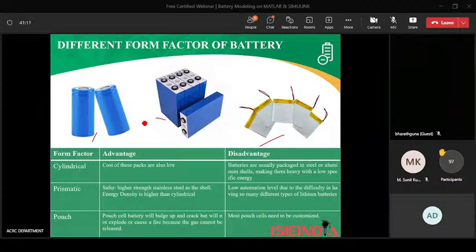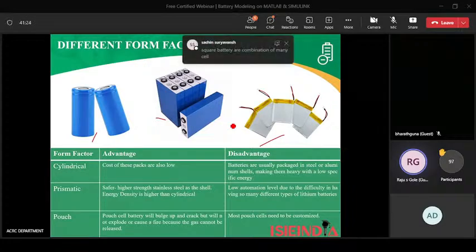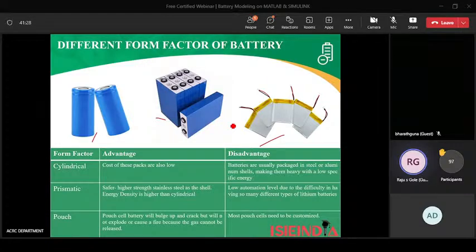Pouch type cells increase in size after some time. Yes, I didn't hear that. Like a mobile cell phone battery. Okay, yeah, these are used in mobile phones.